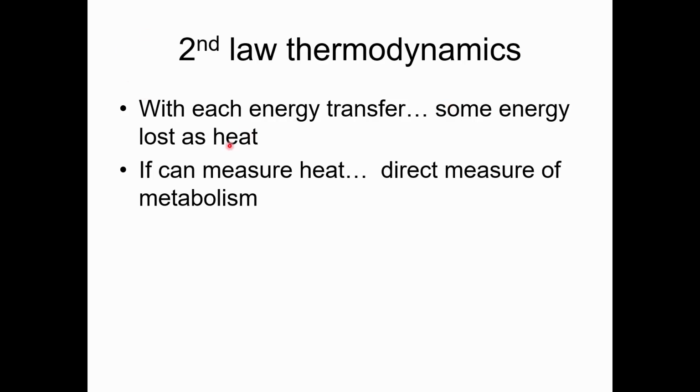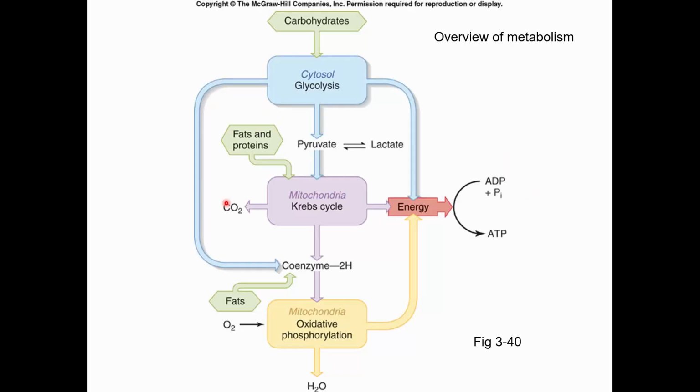So the thing is, if we measure the heat, and heat is measured in the kilocalorie, a kilocalorie is how much heat it requires to take a liter of water from 15.5 to 16.5 degrees centigrade. What a definition that is. Anyway, a kilocalorie is a heat to raise a liter of water 1 degree. So if we measure kilocalories, then that's a direct measure of metabolism.